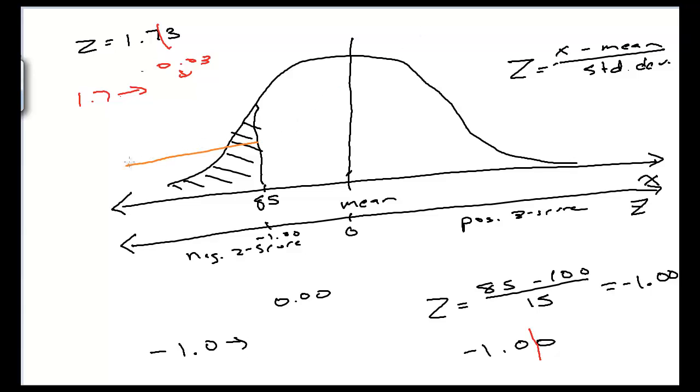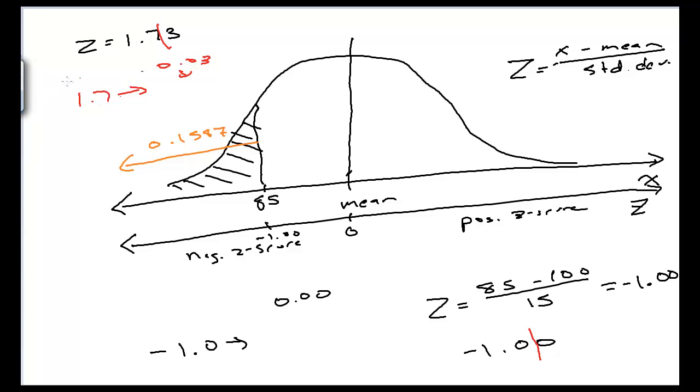So my area to the left of this is 0.1587. So I can interpret this as nearly 16% of my population is going to have an IQ less than 85. So our first part is getting that area to the left.